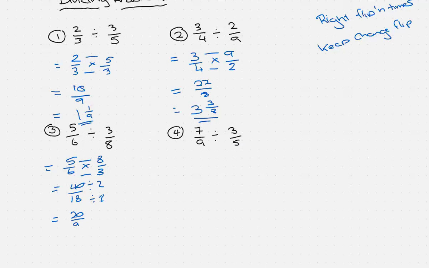Okay, next one. Keep, change, flip. Times on the top, times on the bottom. Good. How many 27s go into 35? Once, remainder 8. And that's us done.